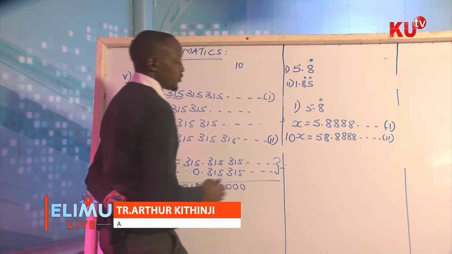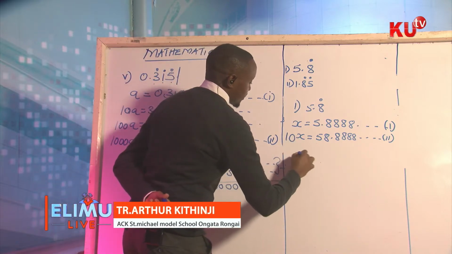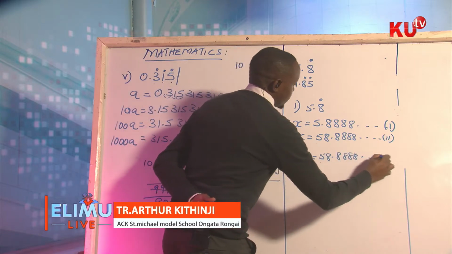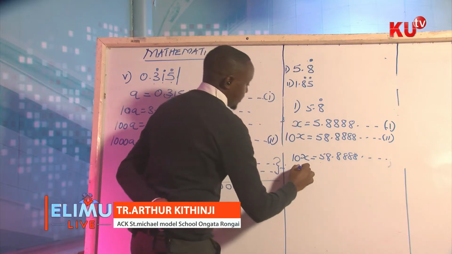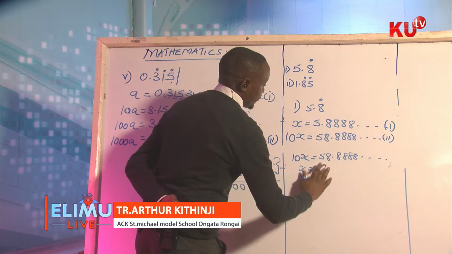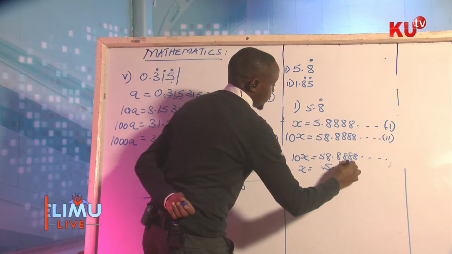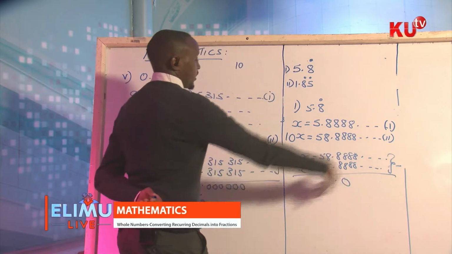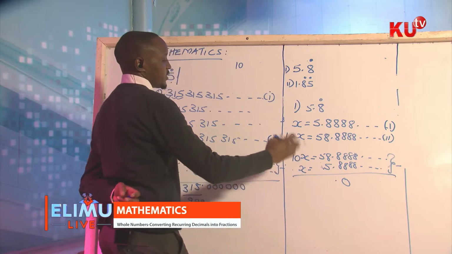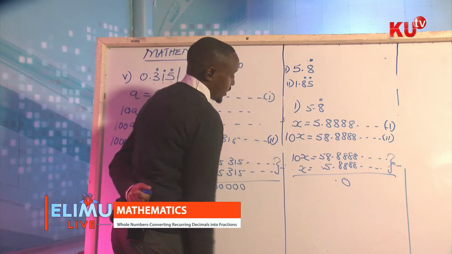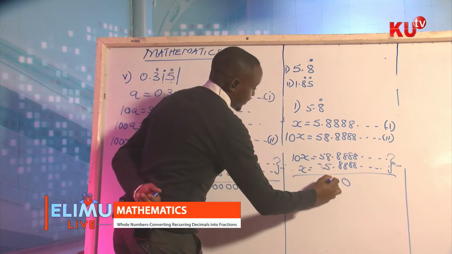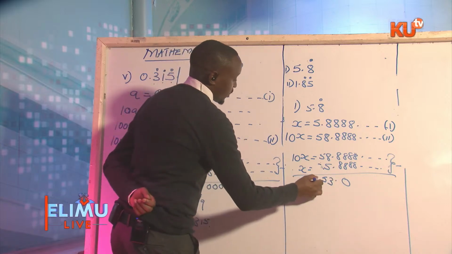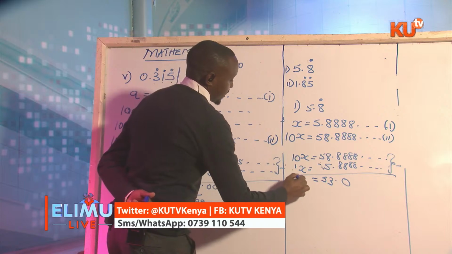If that becomes our equation 2, then equation 2 minus equation 1 will be 10x, which is 58.8888 recurring, minus x, which is 5.8888. When we subtract these, we shall get a 0 on the decimal side. 8 minus 8, 8 minus 8, 8 minus 8, all is 0. And then 8 minus 5 is 3. 5 minus nothing, you drop just 5. Then we have our equal sign. 10 minus 1 is 9x.